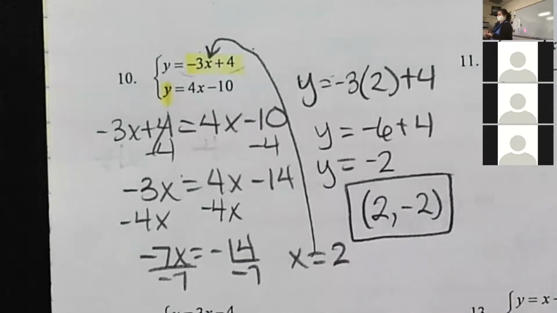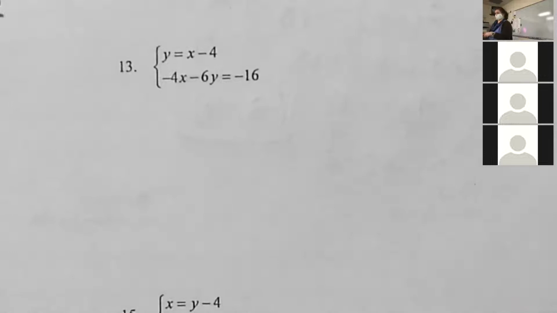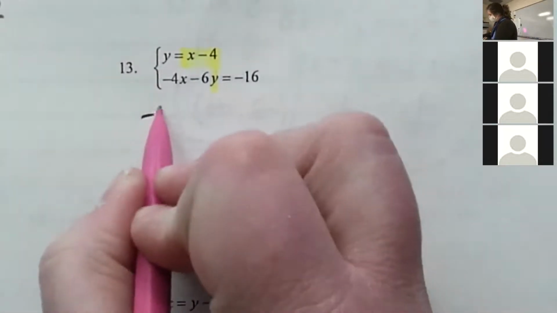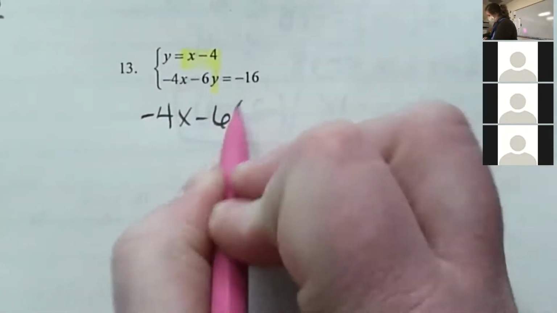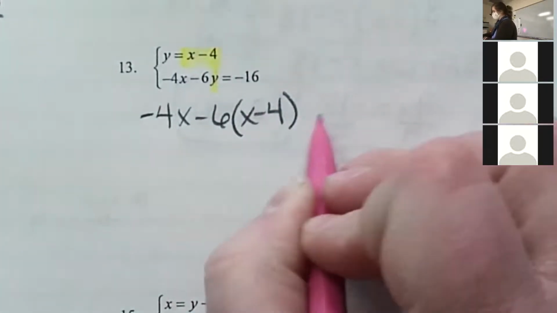One more for safekeeping, okay? Let's try 13. Okay? I see y equals this junk right here, right? So wherever I see a y in the other equation, I'm going to replace it with that x minus 4. Okay? -4x minus 6 parentheses. Replace it with that x minus 4. Literally substitute it in for it.